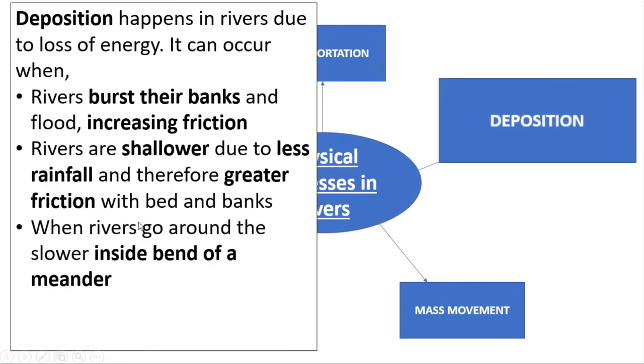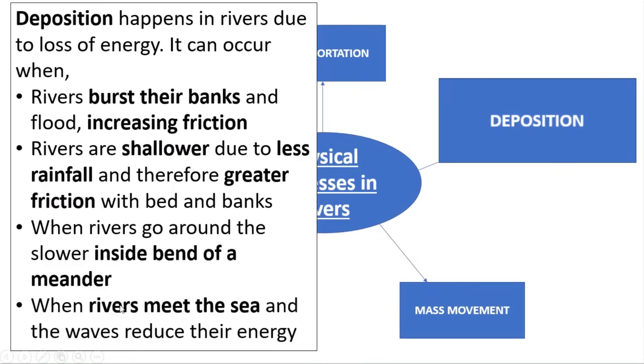riverbed, sorry, and banks. When the rivers go round the slower inside bend of a meander, going slower means less energy, means more deposition. And if the rivers meet the sea, the waves, again, counteract their energy. So again, they deposit lots of stuff, often as an estuary or behind a spit as a salt marsh.